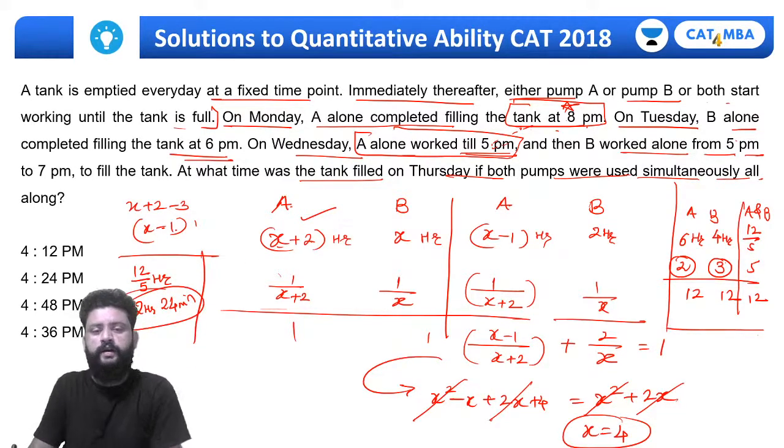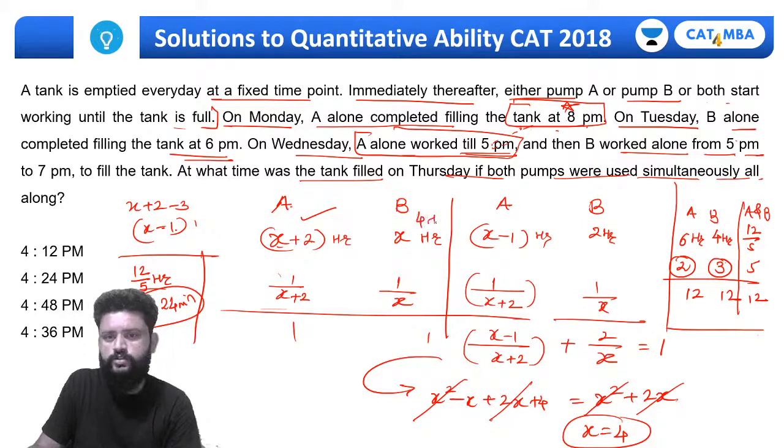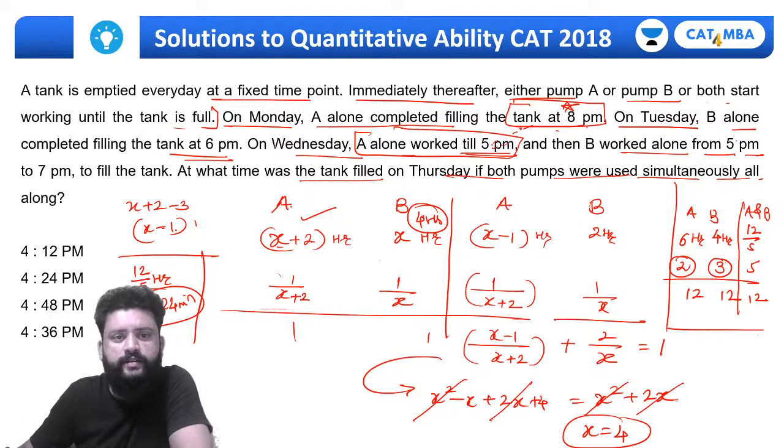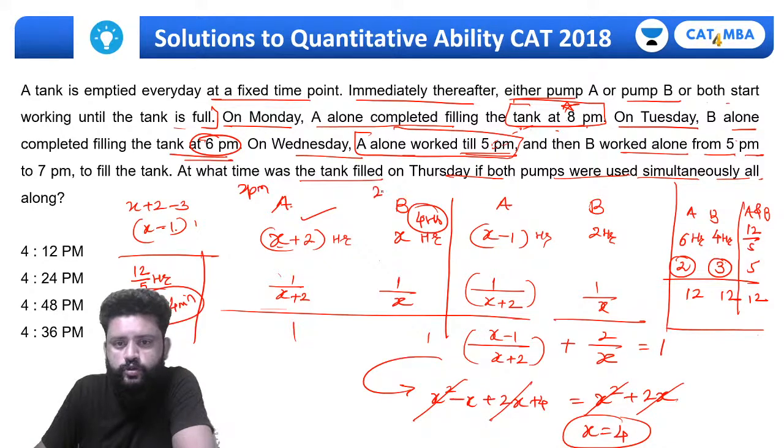Now listen, it requires 4 hours to fill the tank when B fills it, and B fills the tank at what time? 6 p.m. So they start at 2 p.m. So 2 p.m. plus 4, or 2 p.m. plus 6. That's how it is 8 p.m. And 2 p.m. plus 2 hours is 4 p.m., so 4:24. That is option B.